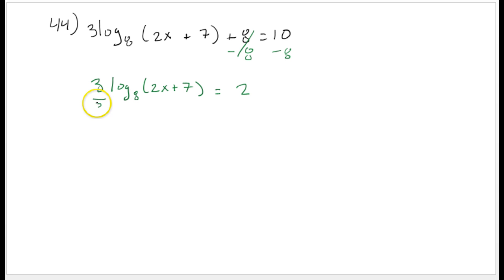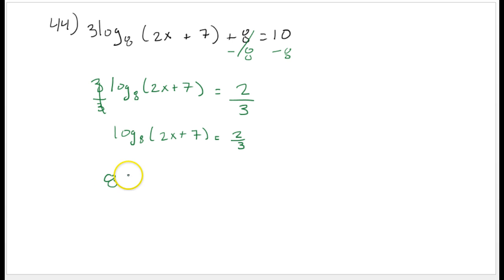I then divide this by 3, which you do to one side, you do to the other. This goes away. I'm left with my log base 8 of 2x plus 7 is equal to 2/3. Once I have that down, I can go ahead and cancel out my log base 8. What cancels out a log base 8? Well, it's going to be an exponential number with a base 8. So I'm going to exponentiate this entire quantity.